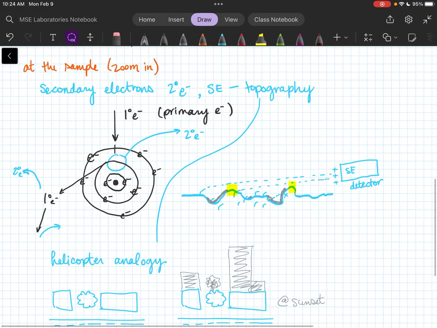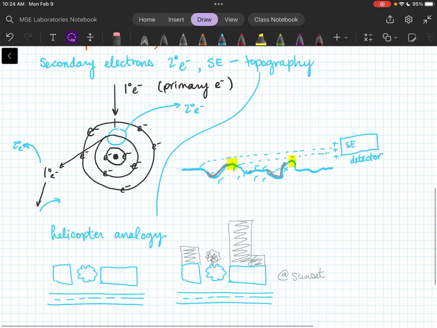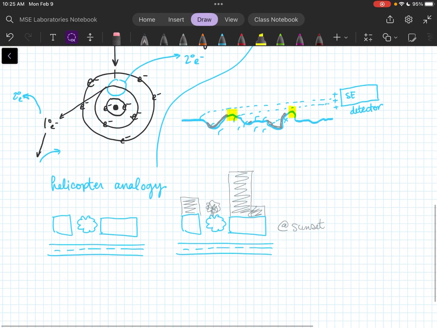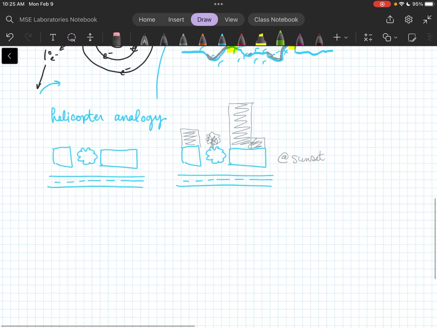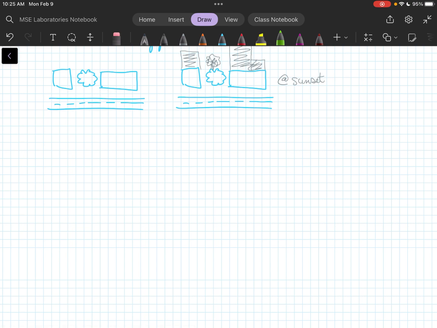Any other questions about secondary electrons and that sort of setup? Okay, great. Let's talk then, in green, about one called backscattered electrons. We call that BSE typically.